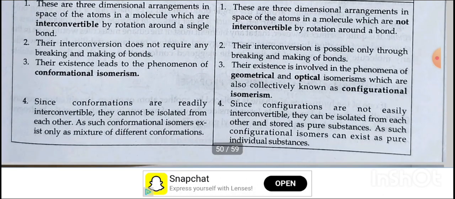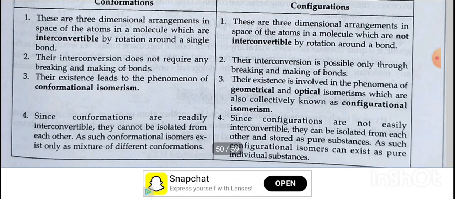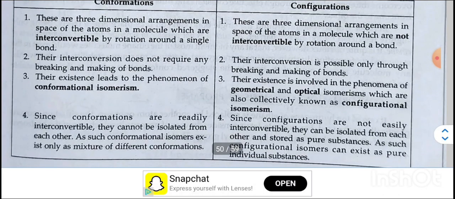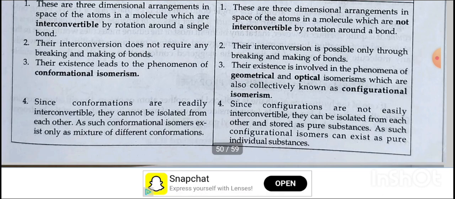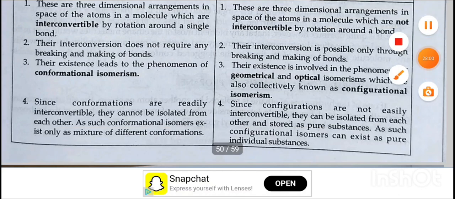Conformations: this interconversion does not require any breaking and making of bonds. Configurations: their interconversion is possible only through breaking and making of bonds. Conformations: their existence leads to the phenomenon of conformational isomers. Configurations: their existence involves the phenomena of geometrical and optical isomers, which are collectively known as configurational isomers.